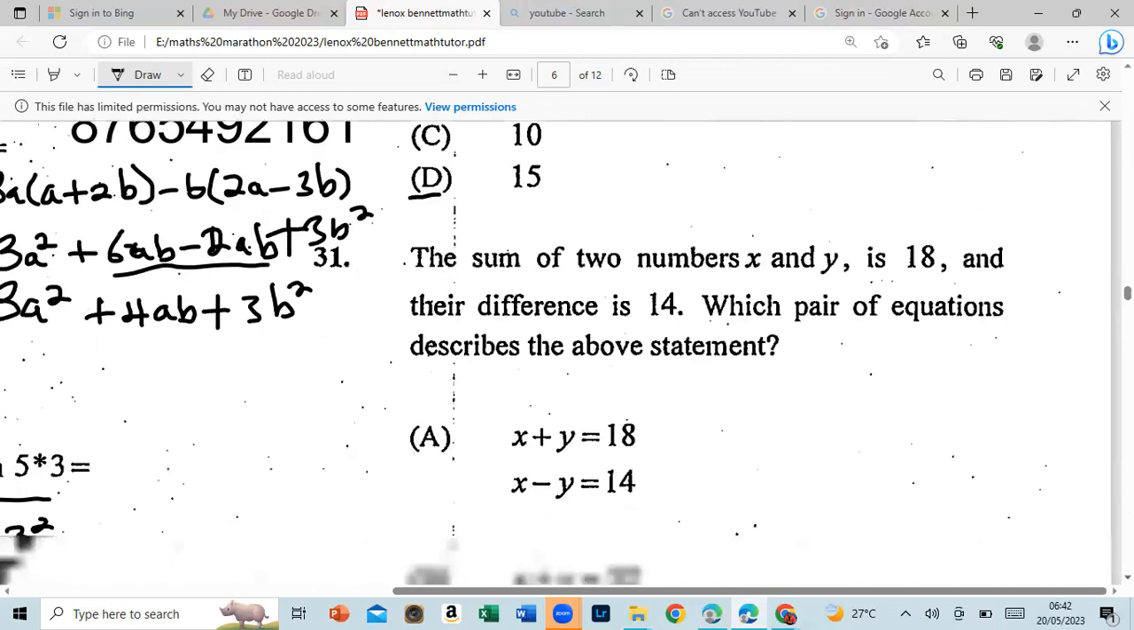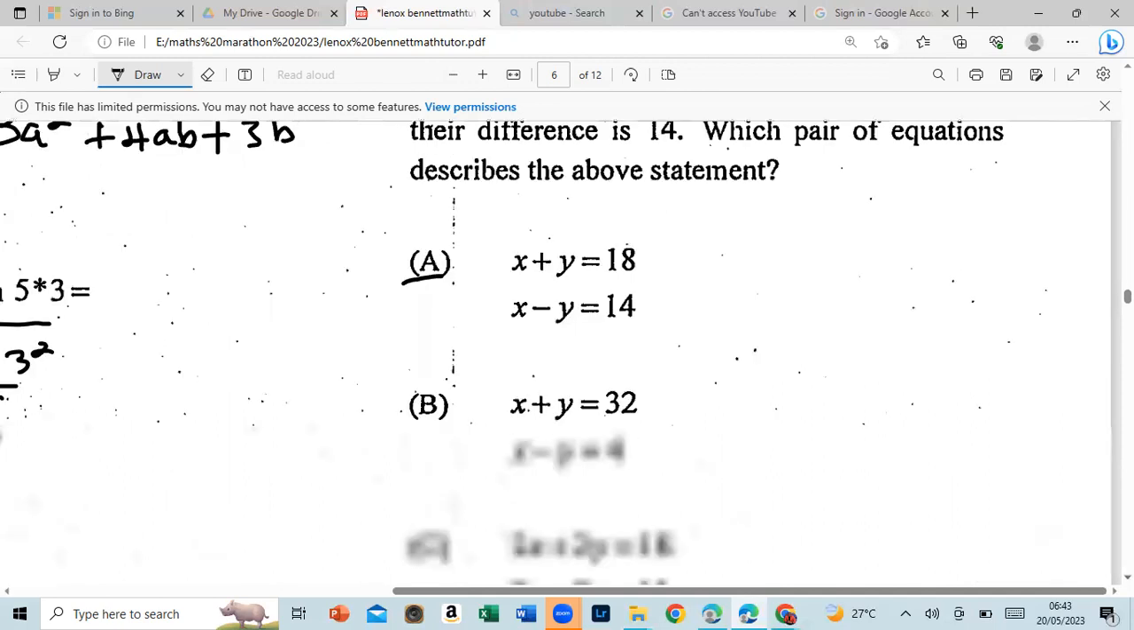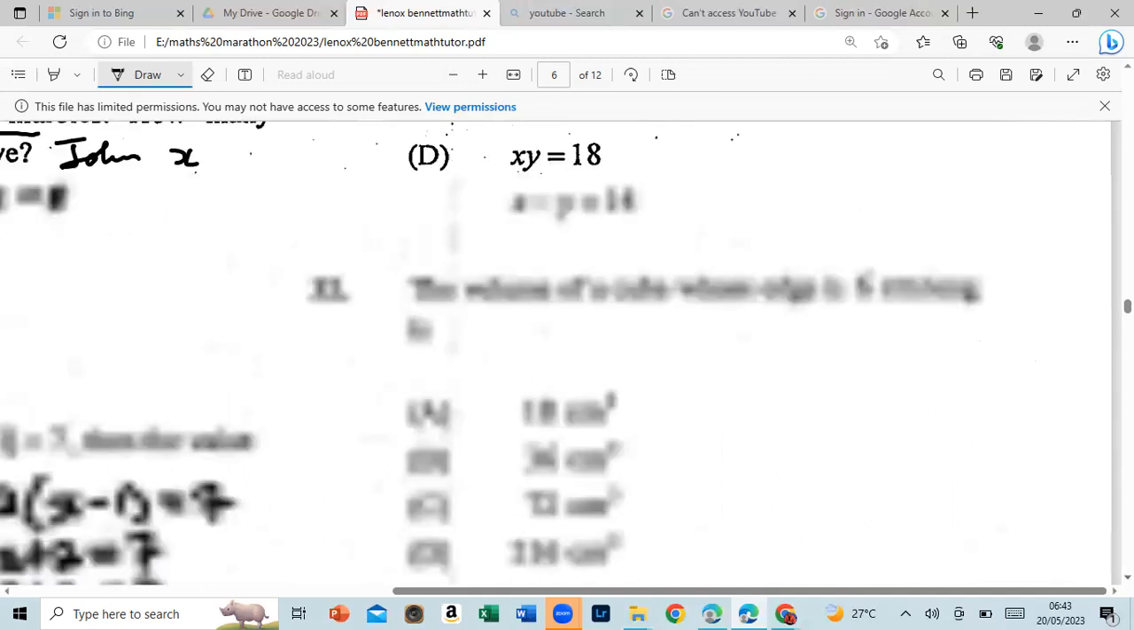Alright, so let's move on to 31. The sum of two numbers, x and y, is 18, and their difference is 14. Which pair of numbers? So when you add them, you get 18, and when you subtract, you get 14. Let me put it at the front.